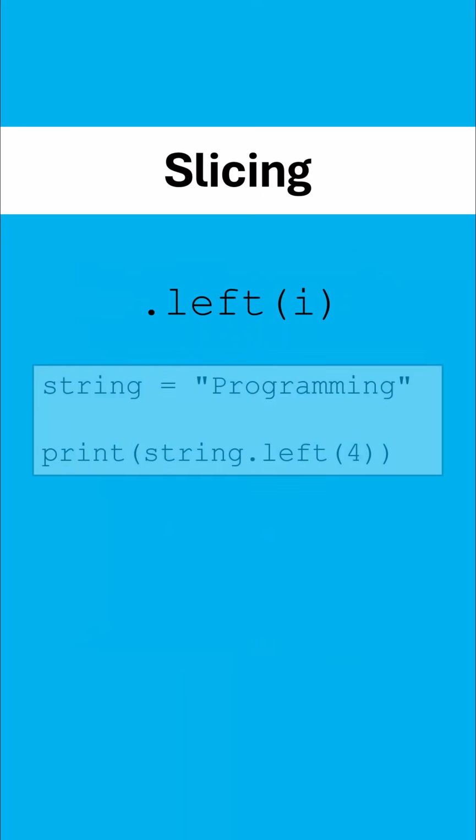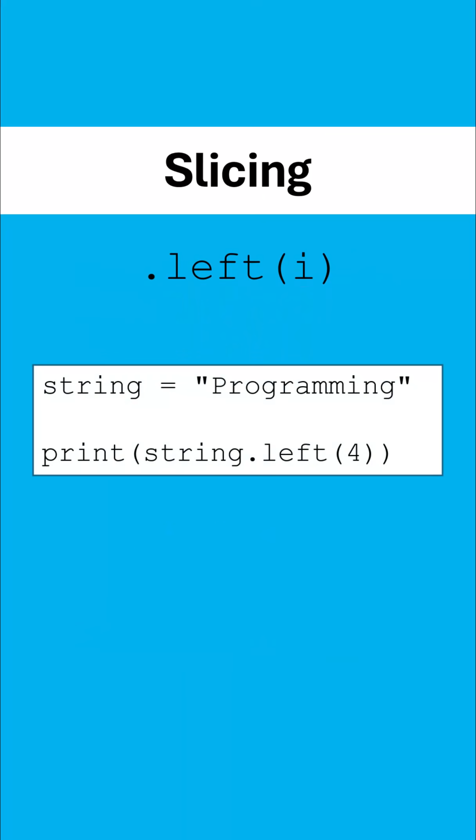Let's take .left first of all. So .left is used to give you a left-hand part of a string. So here I've set a variable called string. I'm then printing string.left(4). And that 4 is representing the 4 leftmost characters. So this will give us the 4 leftmost characters of the string.